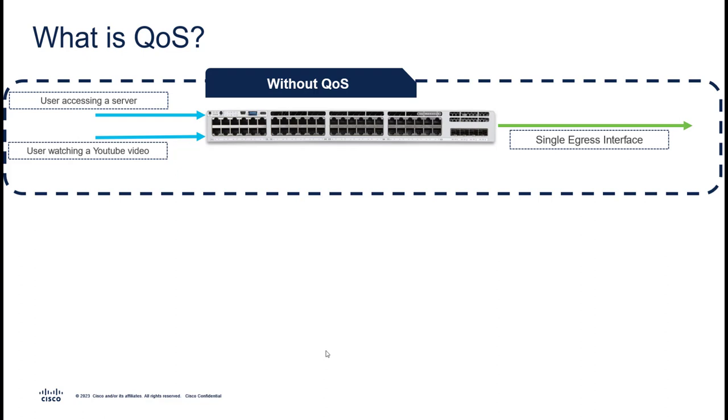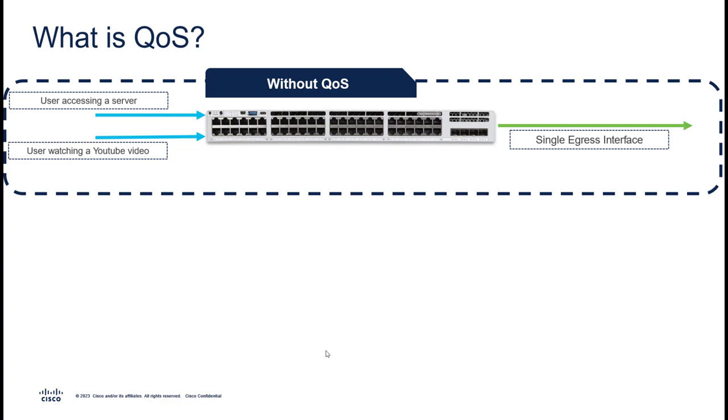Now, the switch does not know how to differentiate between these two traffic flows, so it's going to treat both the same, and it's going to be a first-in-first-out operation. The traffic that it receives first, it's going to process and send out. The packet that it receives second is going to be processed second and sent out. The problem arises because these two traffic flows are not created equal. For a user trying to access a business critical server, it is a lot more important for this traffic to go across when you compare it to a user who's trying to watch a YouTube video.